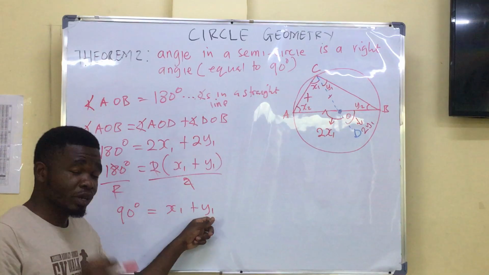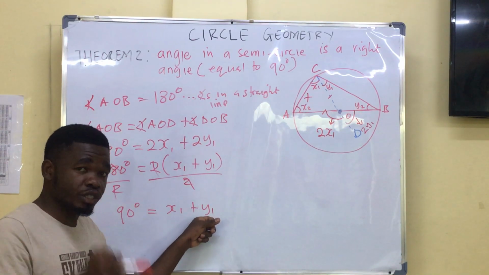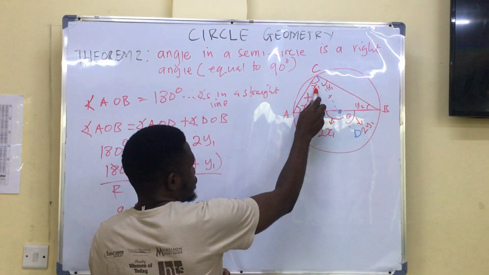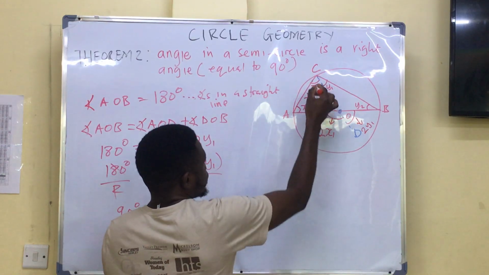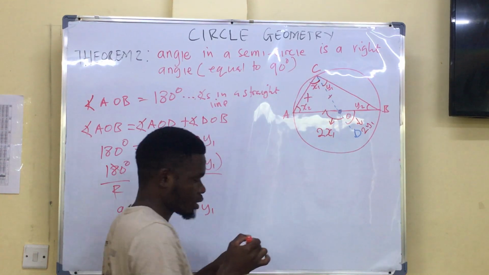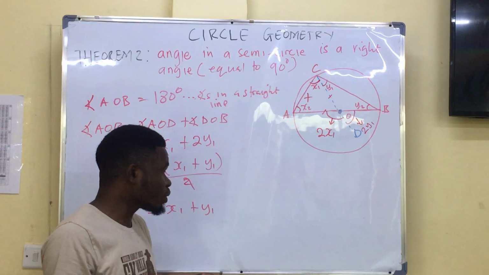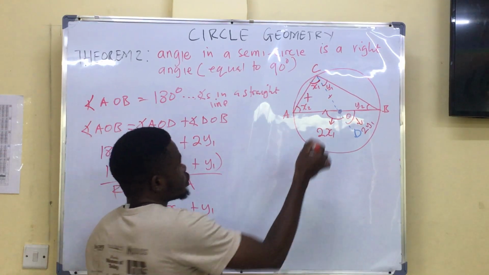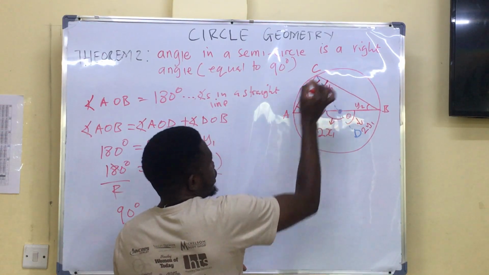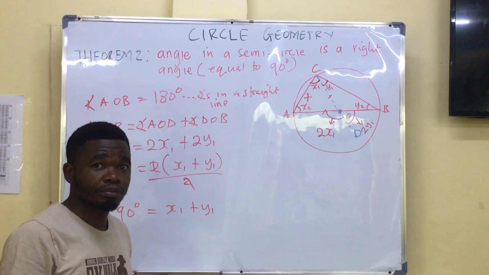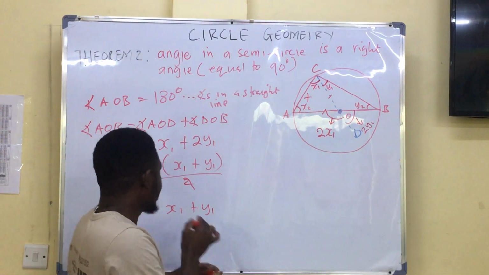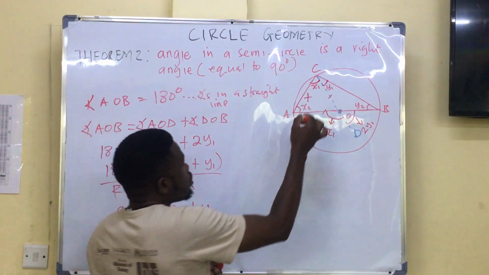Okay, fine. Which angle has the value x1? That angle, right? Only this one. Right? Which angle has the value y1? It's this one. Only y1. Right? Meaning that x1 plus y1 is the whole of this angle.